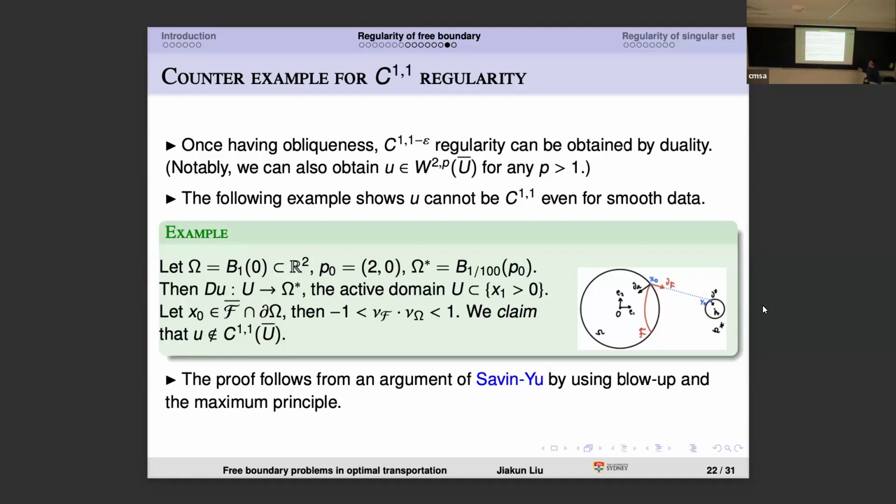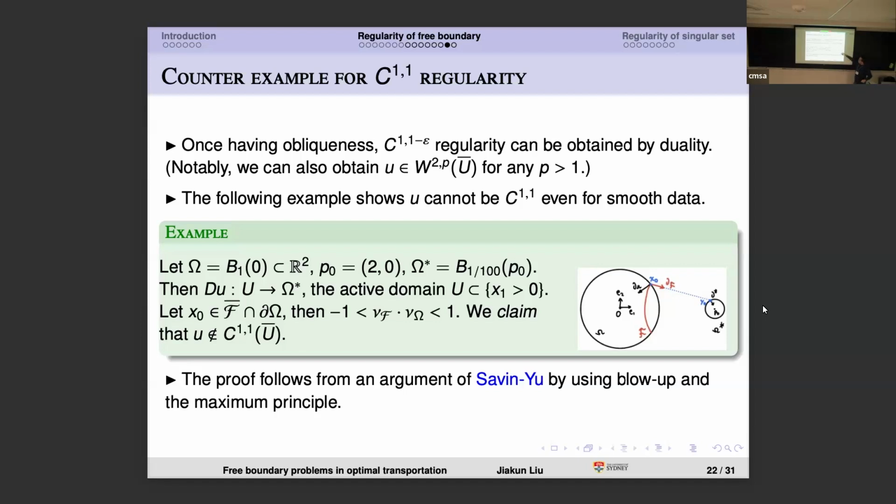Okay, imagine the initial domain is a unit ball in R^2, and the target is very small. It's B_{1/100}. Okay, it's a very small disk here. Then you do the optimal partial transport. So in optimal partial transport, you have a free boundary. The free boundary will be symmetric, because everything here is symmetric. So you have the free boundary.